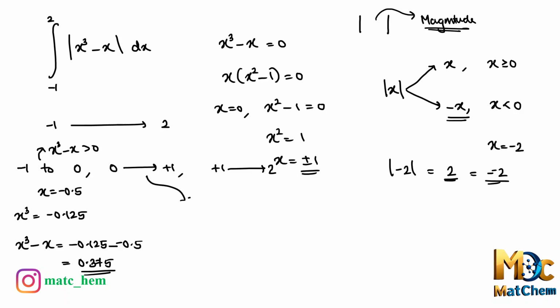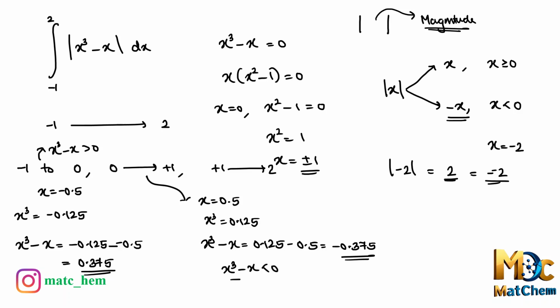Then if you consider the second interval, that is from 0 to 1. For example, if you take the middle value, let x be equal to 0.5. That means x cube will be equal to 0.125. If you take x cube minus x, that will be equal to 0.125 minus 0.5. That is equal to -0.375. So you are getting less than 0. That means in this particular interval, x cube minus x is less than 0.